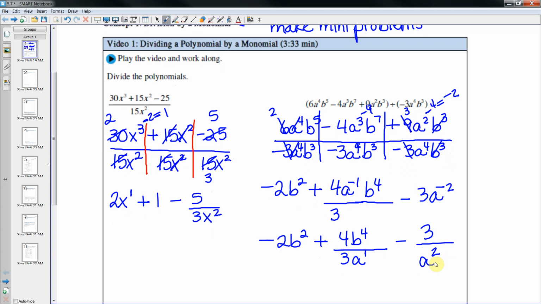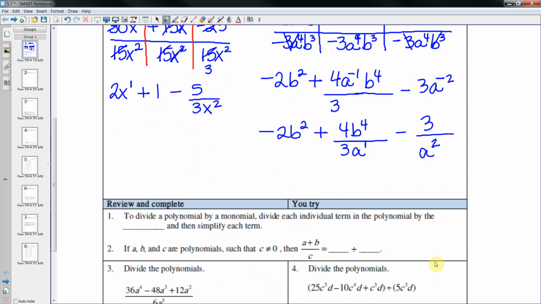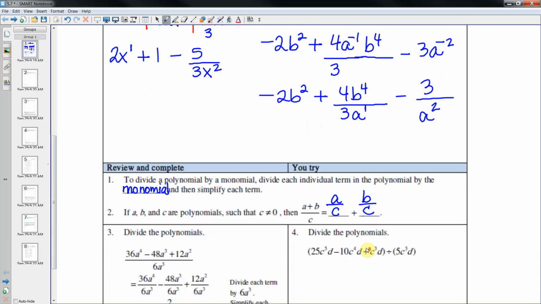So as I said, they're going to look a little odd when you do this division. It doesn't always come out to be just nice and neat. So we'll just kind of have to pay attention. So in order to divide a polynomial by a monomial, divide each individual term in the polynomial by the monomial, and then simplify each term. If a, b, and c are polynomials, and c is not equal to 0, a plus b over c is the same thing as a over c plus b over c. And you see they're making the little mini chunks like I did.